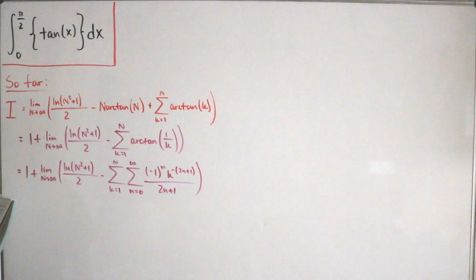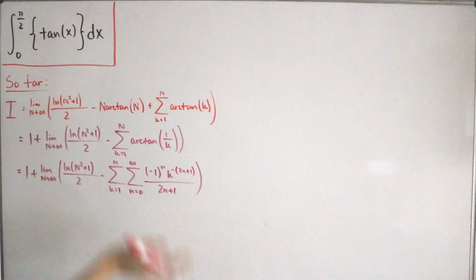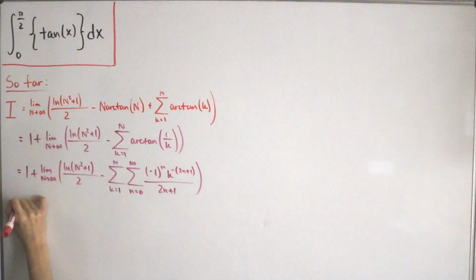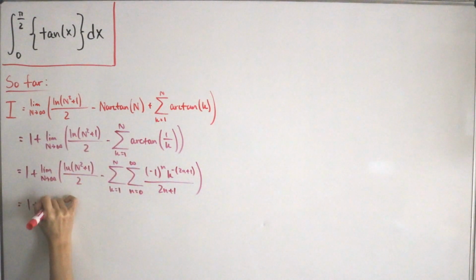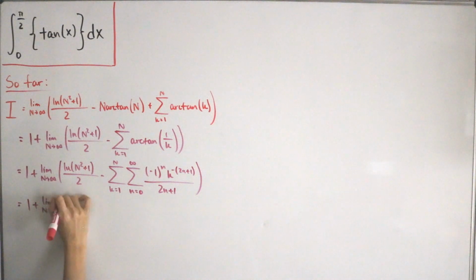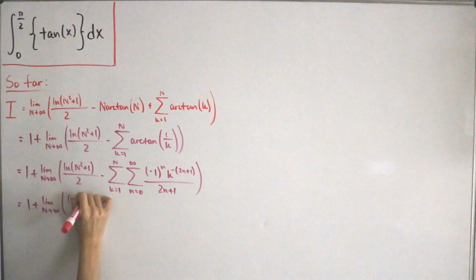Okay, so here's the trick we're going to do here. For n equals 0, we're going to separate that out on its own. So I have 1 plus the limit as n approaches infinity. Everything is still the same so far.